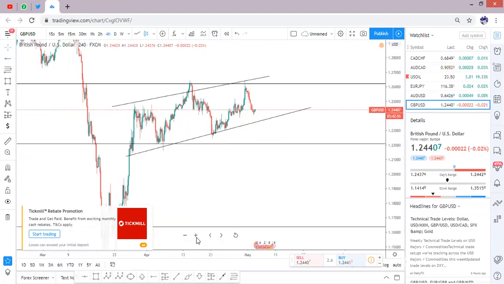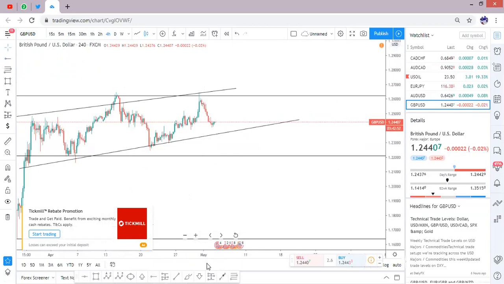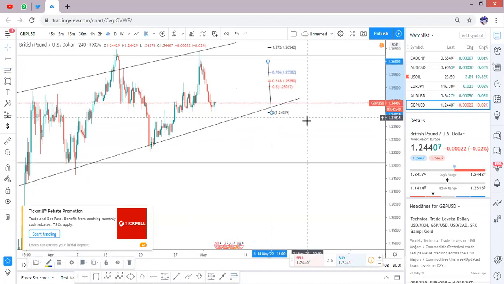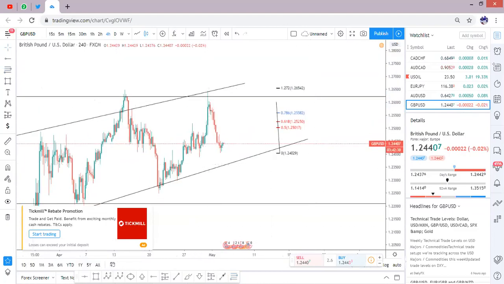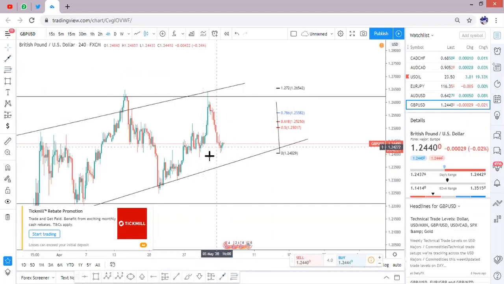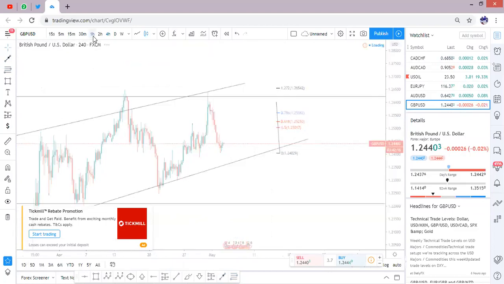Inside this channel now, I need to check this impulse movement. So here, if you are going to have a pullback, I'll be looking at this area for the pullback before we decide whether we're buying or selling again. But judging by what is happening around here, I can see something like a flag. To be sure, I have to narrow down to 1 hour.